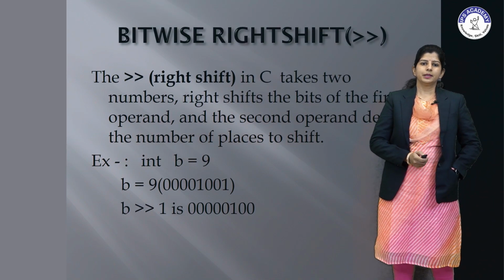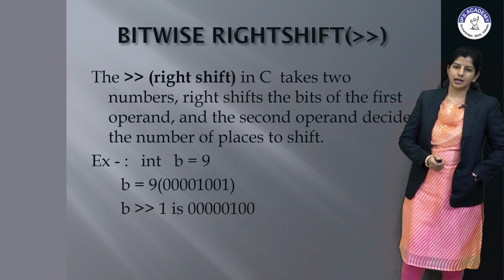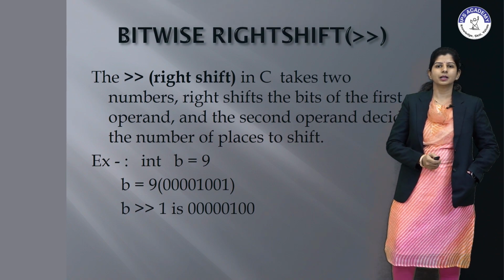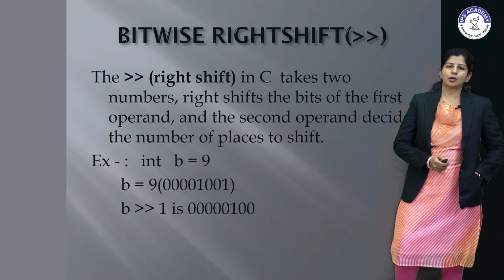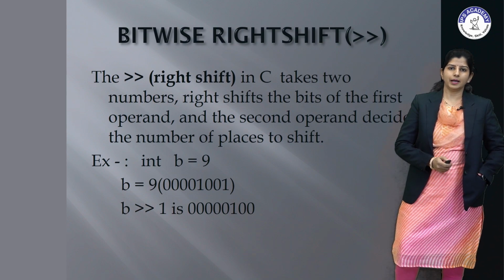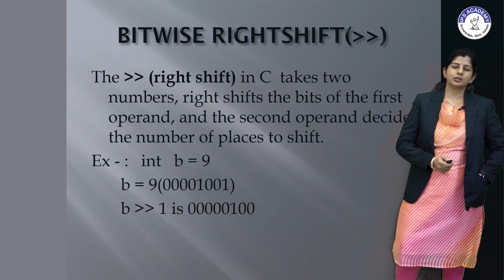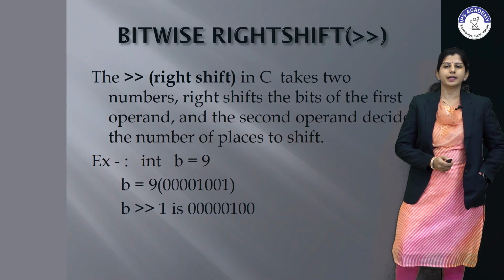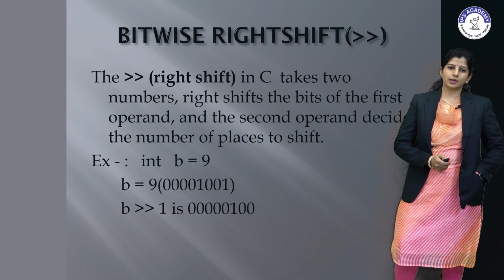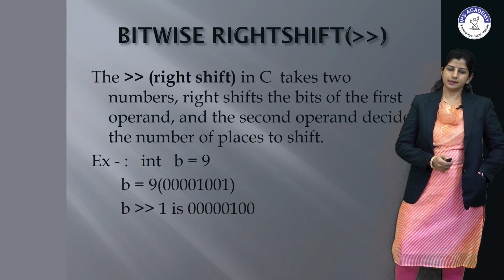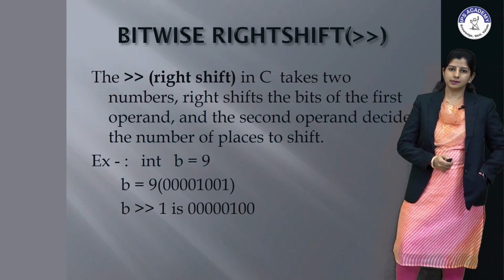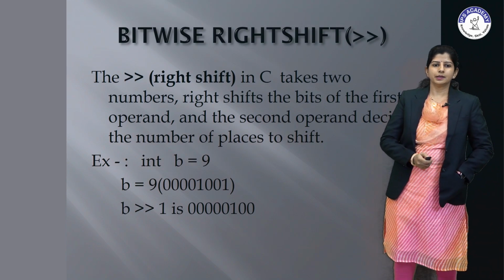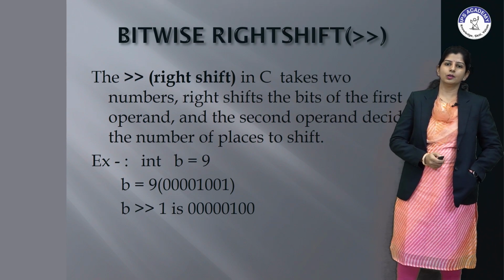Next one is our bitwise right shift operator. How does it work? In a similar way to the left shift, but the left shift shifts all the bits to the left-hand side by 1, and the right shift operator shifts all the bits by 1 or 2 to the right-hand side. Here I assign the value of b as 9 and the binary number is this. The right shift operator also shifts the bits by 1.